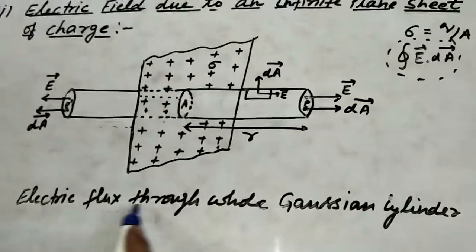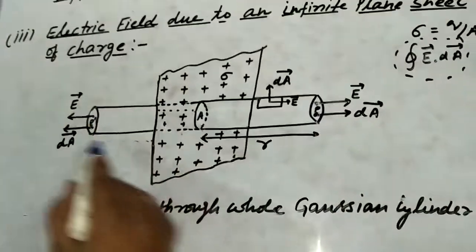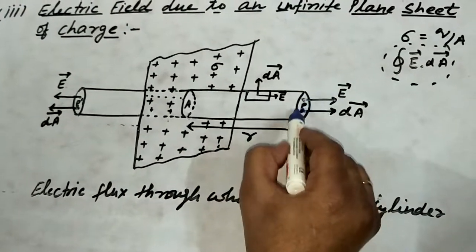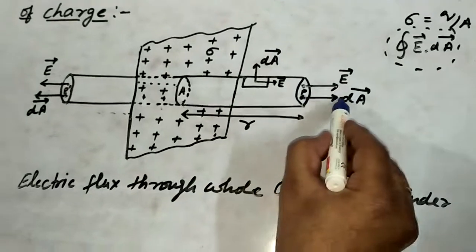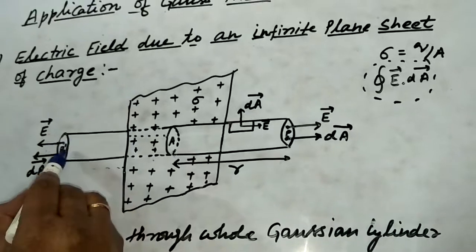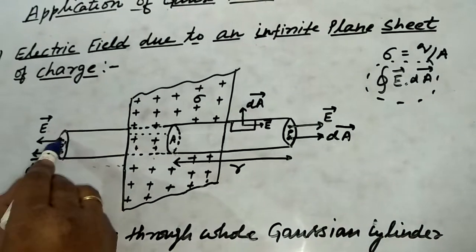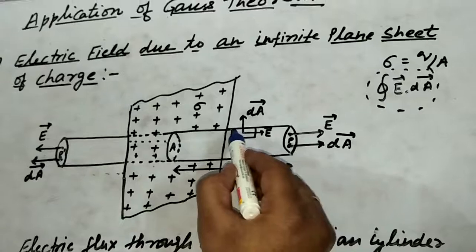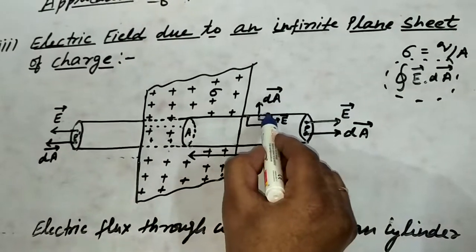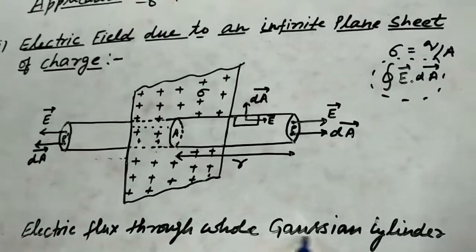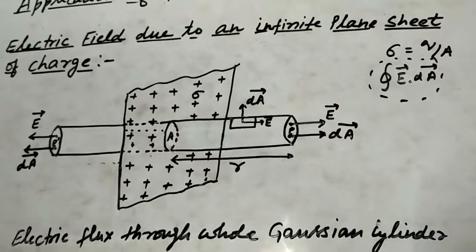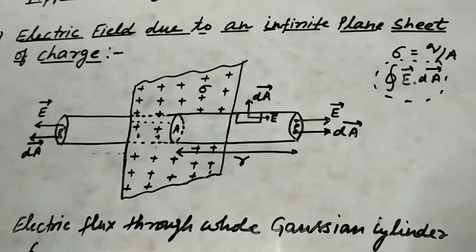So the electric flux through the whole Gaussian cylinder, dear student, once again I would like to clear it here. At this point P, the area vector and electric field both are parallel. Here also the area vector dA and electric field both are parallel, but on the curved surface the electric field and area vector both are perpendicular.